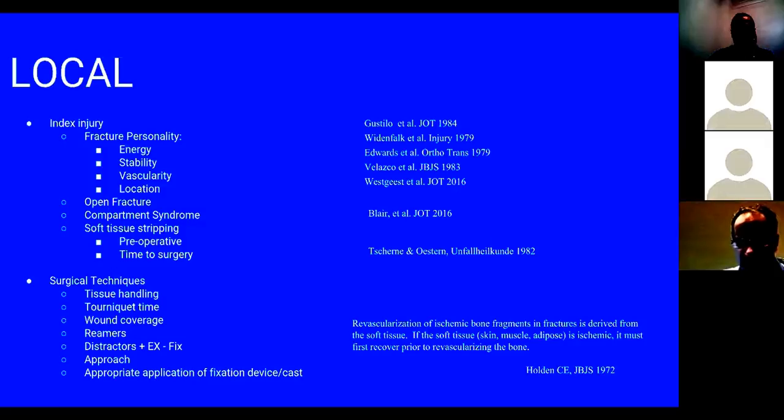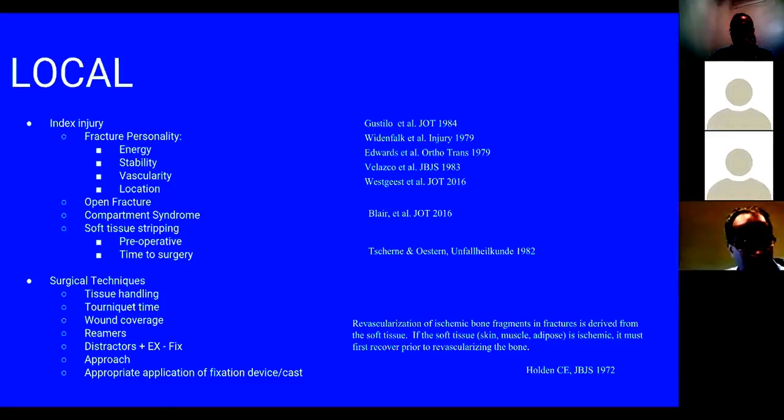Open fracture, compartment syndrome, and soft tissue stripping, either preoperative or time to surgery, are big factors in all of this. On the right, you'll see some papers. You can look at these later on when the video's on YouTube. The first group of papers are all about the Gustilo-Anderson classification system and the risk associated with non-union. Blair et al. showed that compartment syndrome is a good predictor for non-union as well. And Tscherne's classification system for soft tissue injuries without an open fracture, which often indicates a severe vascular injury to the soft tissues.